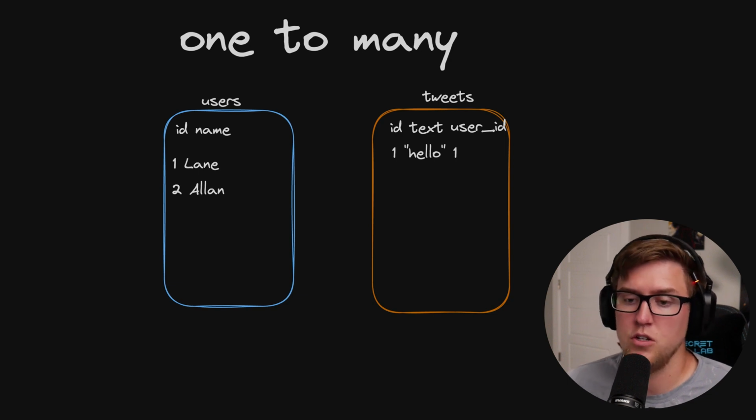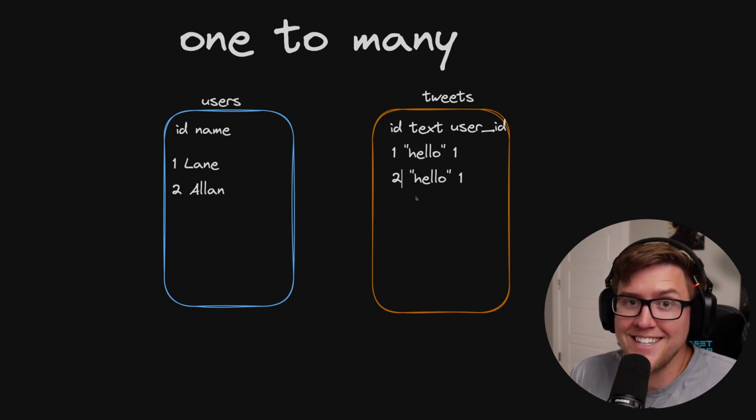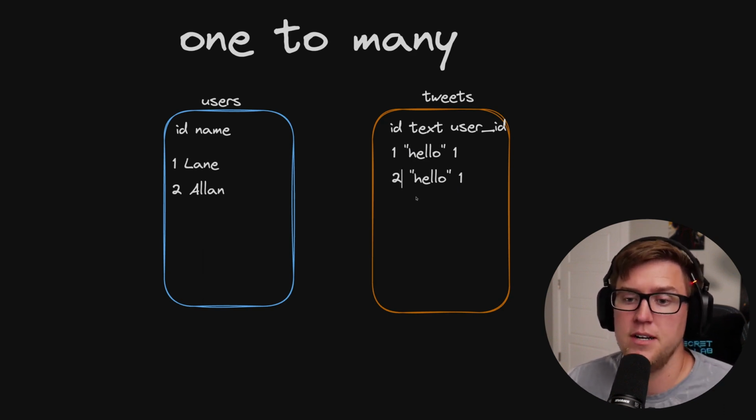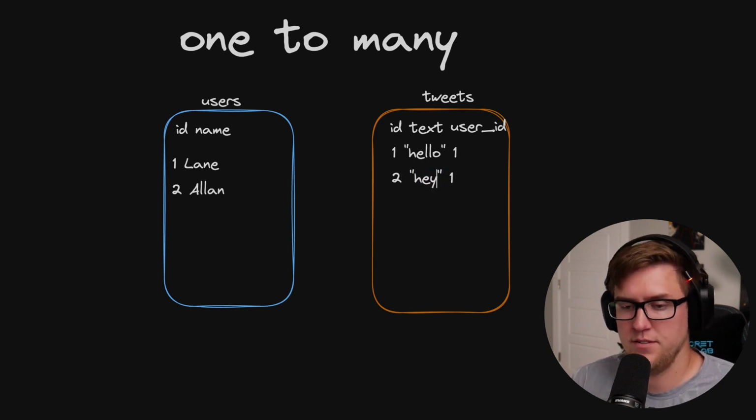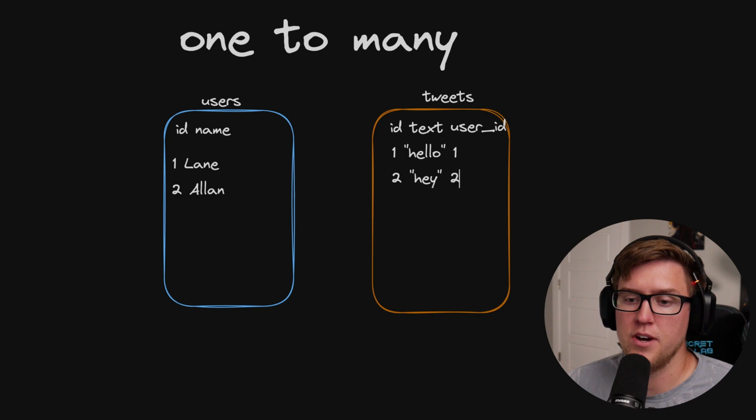So it will be user ID 1, right? It references Lane over here in the users table. The next tweet will, of course, be ID 2, because we need all of the IDs in the tweets table to be unique, right? They're the primary key. But the user ID on this one, say it's hey, might be user ID 2, right? So Alan tweeted this tweet.